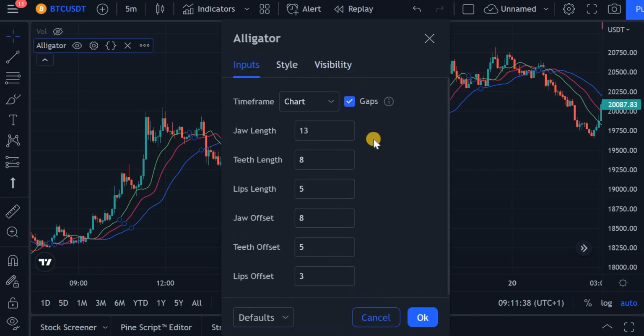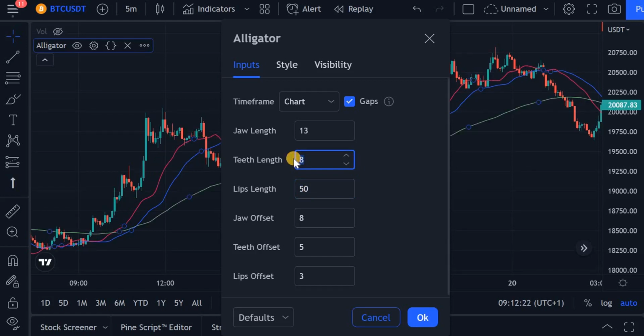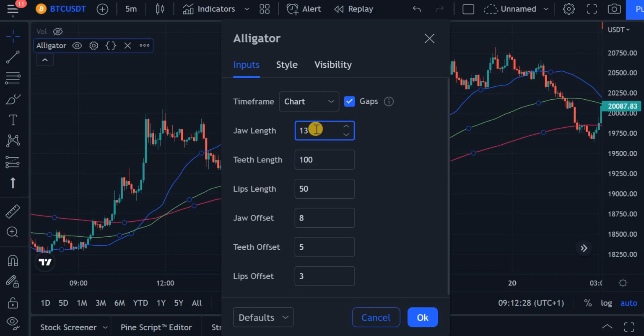What we are going to do is to change the individual length for the lips, the teeth, and the jaw. So I am going to change these 3 lengths to fit well with my strategy. The first length right here is going to be at a length of 50. The second one would be at a length of 100. The third one would be at a length of 150. These are the 3 lengths I am going to use with this strategy: 50, 100, and 150.